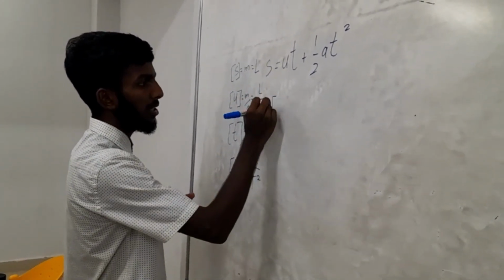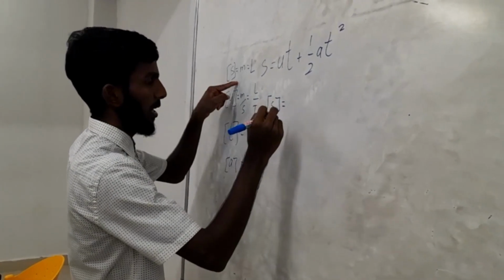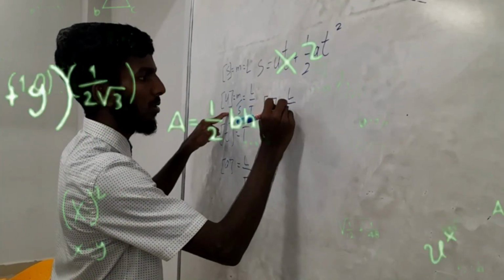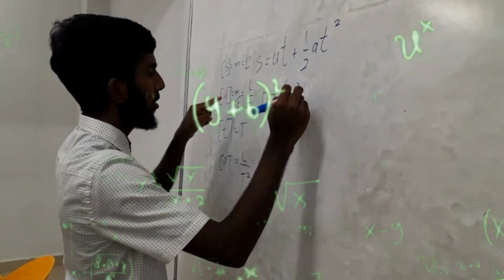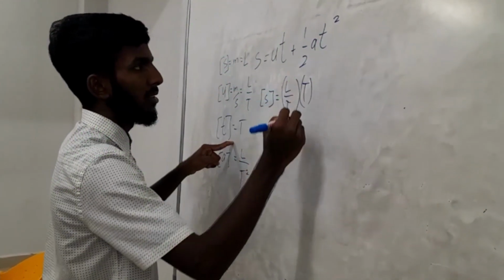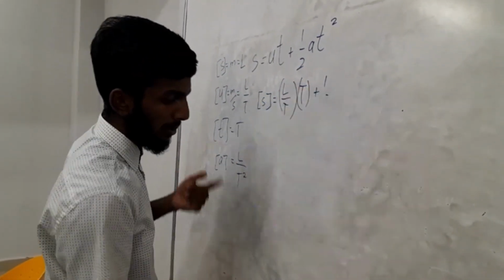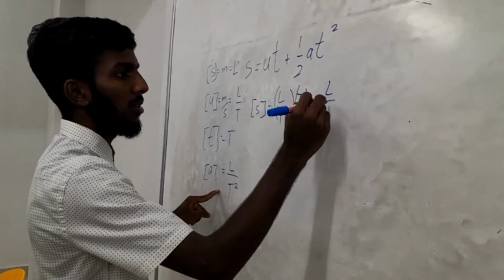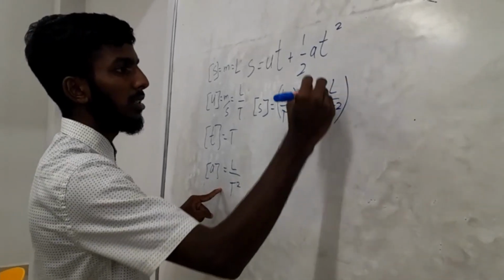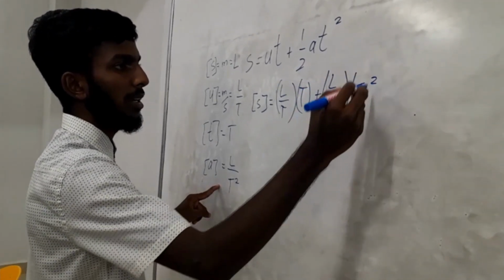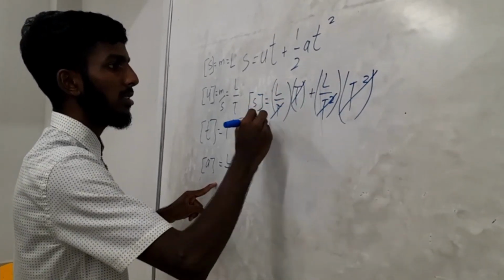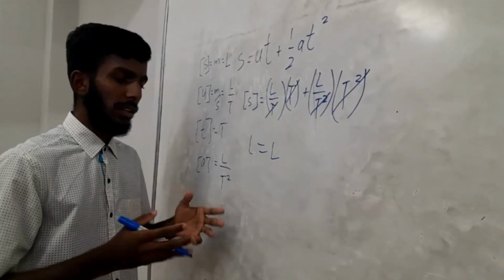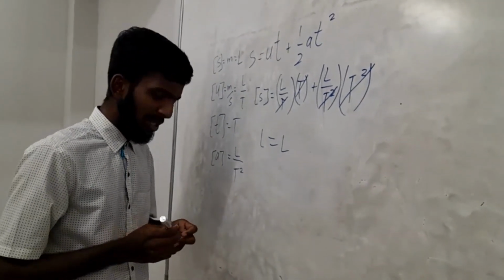Let's see if the dimension of S, which is L, is equal to this equation over here. U is L over T. T is, well, T. Plus 1 over 2 is a dimensionless constant, so we don't need to write that. A is L over T squared times T squared. So this cancels, this cancels, this cancels, this cancels, and with basic algebra, you can see that it is dimensionally correct. And therefore, that means Lukman's equation is correct.